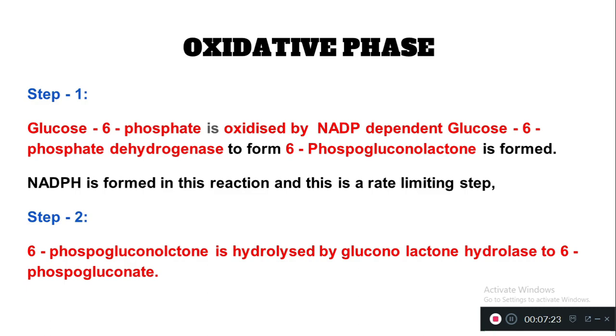Step 2, 6 phosphogluconolactone, which is produced from step 1, undergoes hydrolysis with the help of the enzyme gluconolactone hydrolase to form 6-phosphogluconate. So in the second step, 6-phosphogluconolactone is hydrolyzed by the enzyme gluconolactone hydrolase to form 6-phosphogluconate.